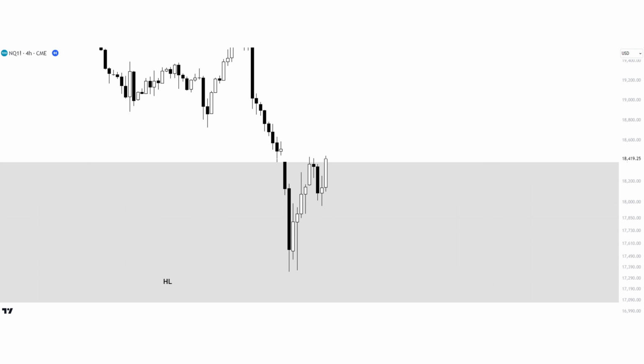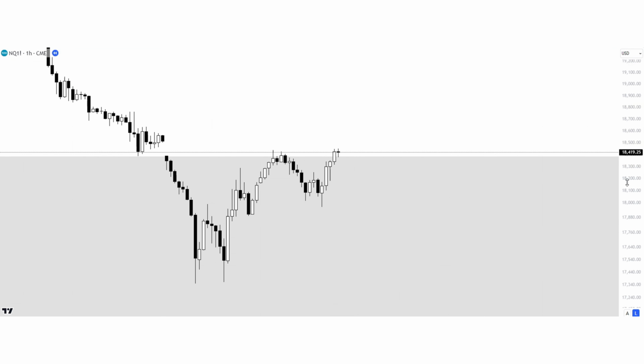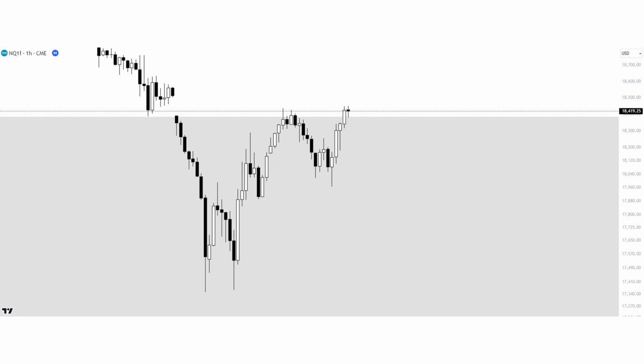Now let's zoom in on a lower time frame inside this price range on the demand zone. Into the 4-hour chart first. There's nothing interesting here. We zoom in even more into the 1-hour time frame. Now here we finally can see an interesting price action.